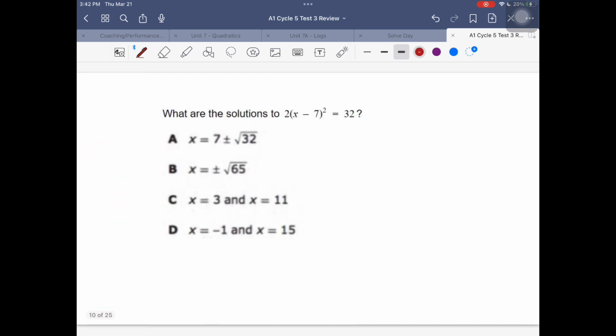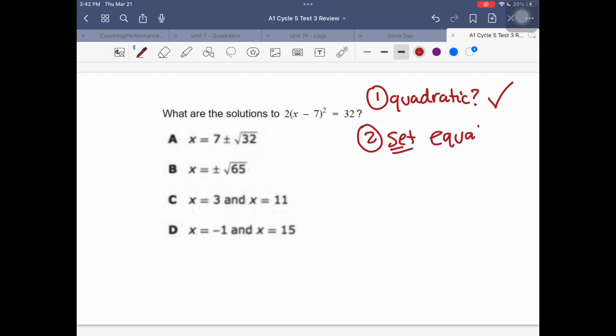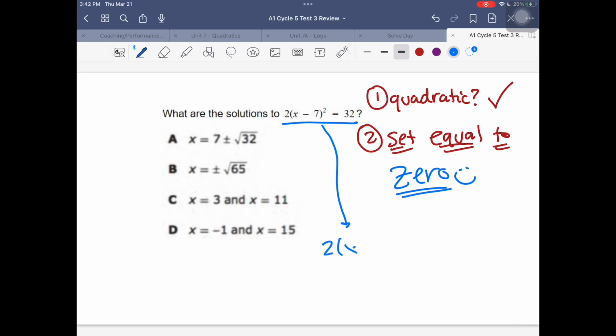Here's another one. First question I'm going to ask: is this a quadratic? Yes, Coach White, it's a quadratic. Okay, if it's a quadratic, what can we do? Set it equal to 0. So I'm going to do that down here. I have 2x minus 7 squared equal to 32. If I want to move it to the other side, I have to subtract 32 from both sides. So now I have 2x minus 7 squared minus 32 is equal to 0.